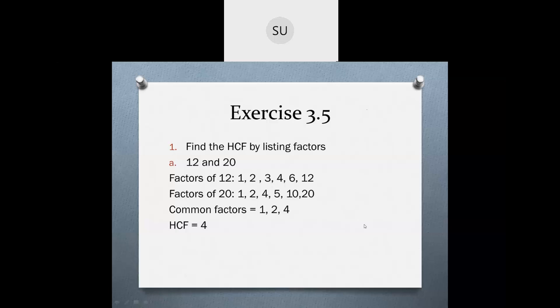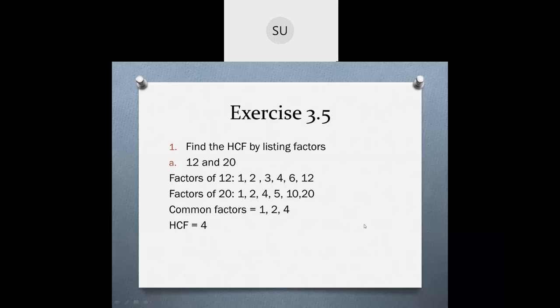So first what we'll do is list the factors of 12. So what are the factors of 12? We have 1, 2, 3, 4, 6 and 12. So these are the factors of 12. And the factors of 20 are 1, 2, 4, 5, 10 and 20. Okay. So what are the common factors of 12 and 20? We have 1, 2, 4. Correct? 1, 2, 4 are the common factors.